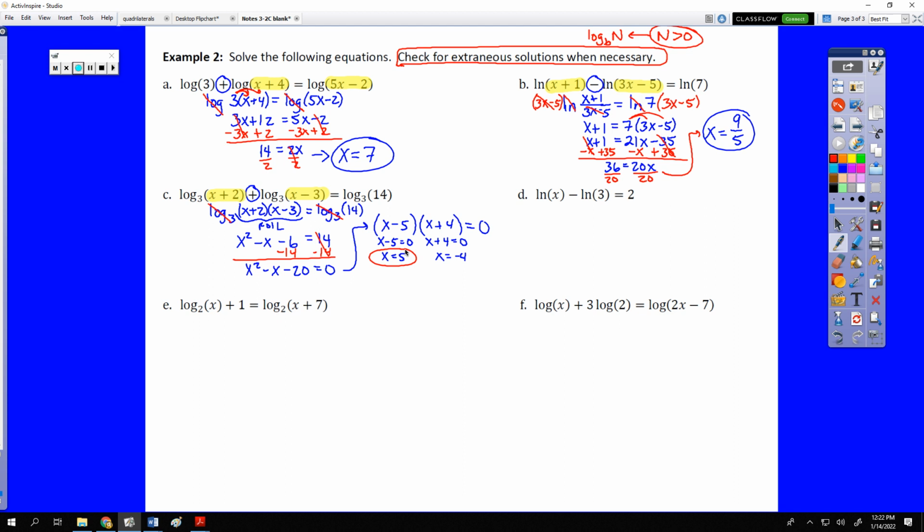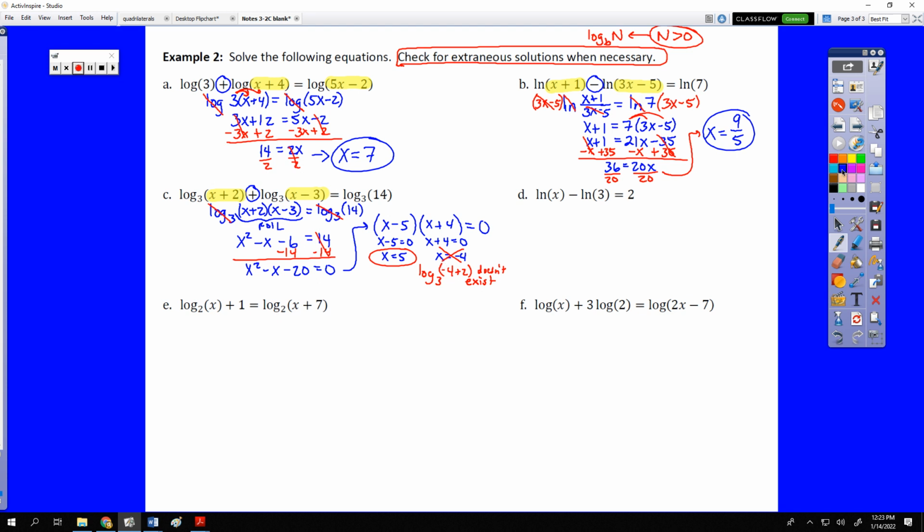But negative 4 does not work, because when I plug in negative 4, log base 3 of negative 4 plus 2 does not exist. Which means that is an extraneous solution and we throw it out. So the only answer to letter C would be 5. Okay, on to letter D.